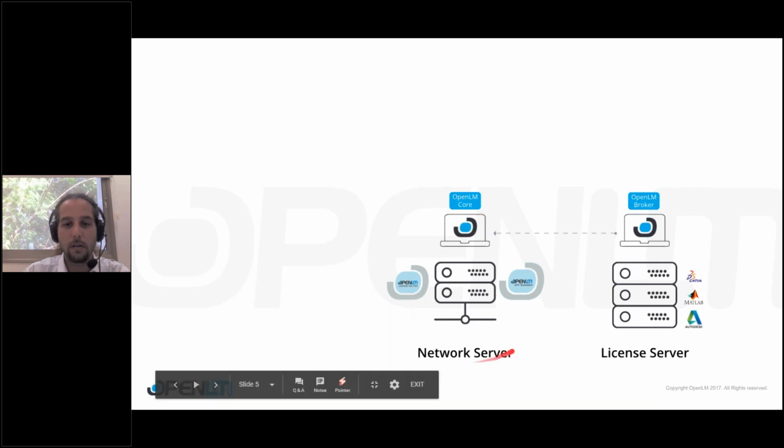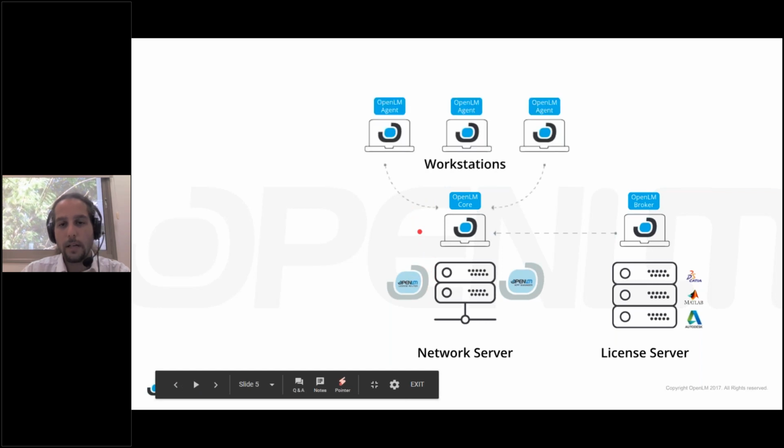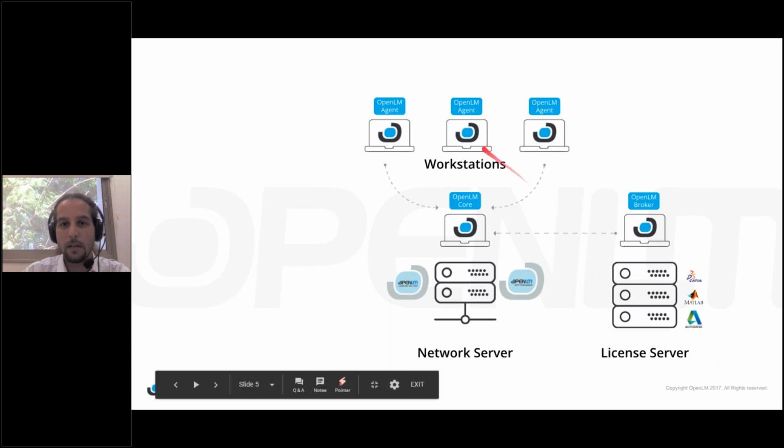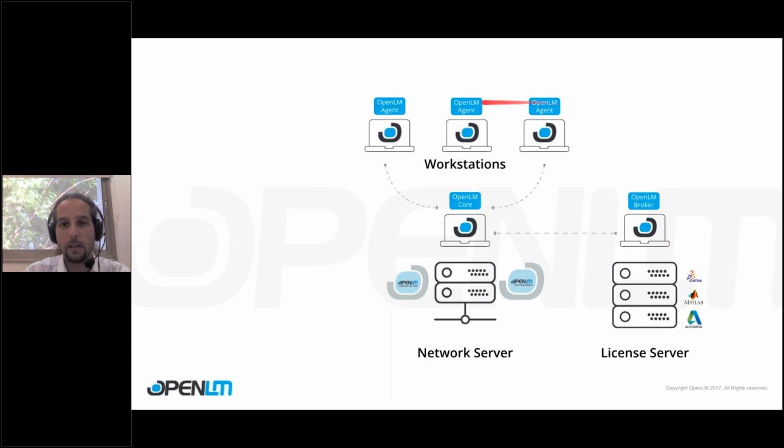The OpenLM core sits on any network server you choose. And workstations can send data to the OpenLM core, like the OpenLM broker that sits on the license server. The agent can sit on the workstation. But again, the agent is optional. Also, the OpenLM broker is optional, meaning that you can do fine only with the OpenLM core product, but we suggest using broker and core to start with. You get extra functionality if you install the OpenLM agent on the workstations.